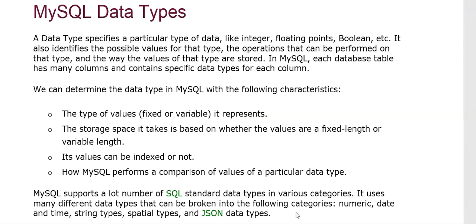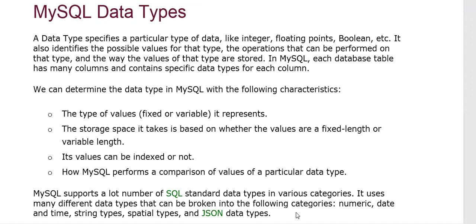Starting with today's lecture, I will be using the SQL data types over here. Okay guys? So as you can see, MySQL data types over here. A data type specifies a particular type of data like integer, float, boolean, and so on. It also defines the possible values for that type, the operations that can be performed on that type, and the way the values of that type are stored.